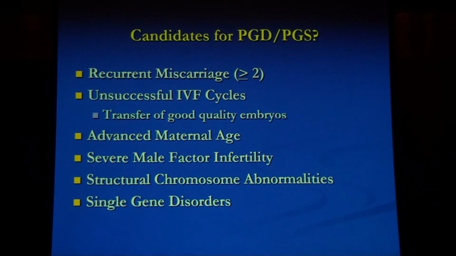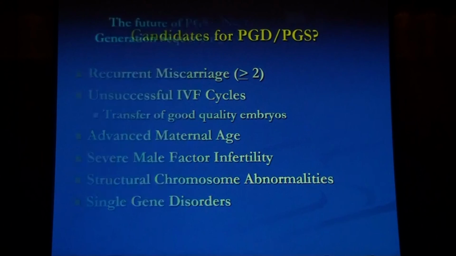It detects very simply any abnormalities at the level of the chromosomes. And these are the different indications for PGD and PGS: recurrent miscarriages, unsuccessful or repeated ICSI failure, advanced maternal age, severe male factor infertility, or if one of the couple is a translocation carrier, and if you want to study a single gene disorder at the same time.